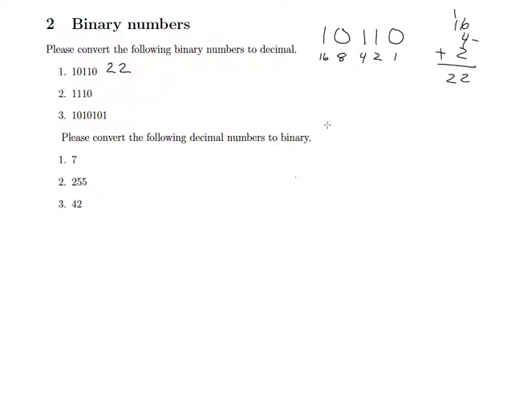Let's do a couple more. 1110. Same procedure. Start over here with 1 and then multiply by 2 as I go across. An 8, a 4, and a 2. 8 plus 4 is 12, plus 2 is 14. This one is a 14-year-old person.